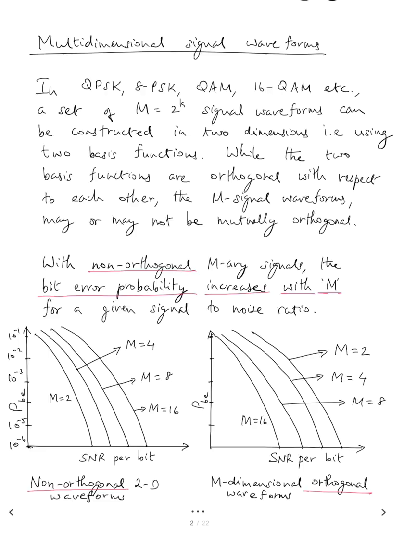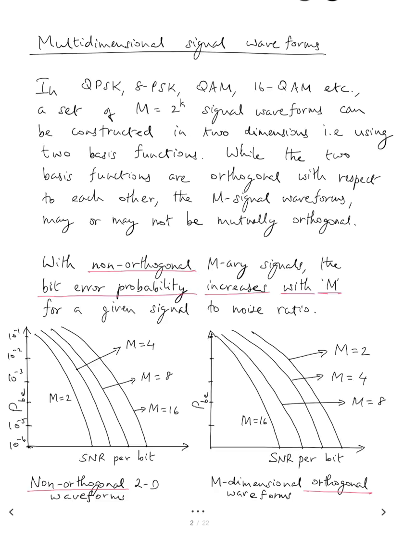In the case of orthogonal signals, as we increase m, the error probability for a given signal to noise ratio is decreasing. So if you notice here, at this signal to noise ratio, m equal to 2 gave an error probability which is close to 10 power minus 1. At the same signal to noise ratio, m equal to 4 has a lower error probability. M equal to 8 has even lower, and m equal to 16 has even lower error probability. So we notice that the error probability decreases with increasing m if we use orthogonal waveforms.